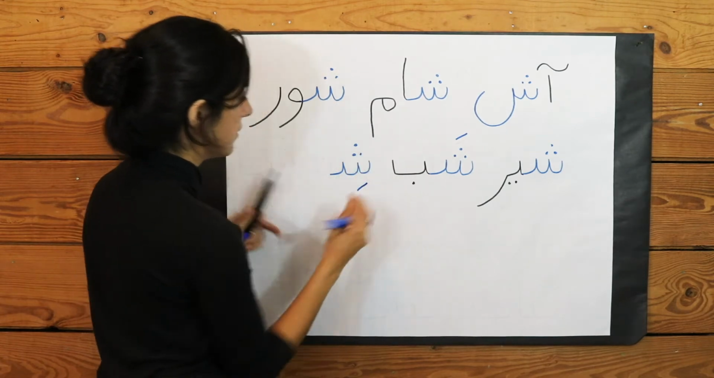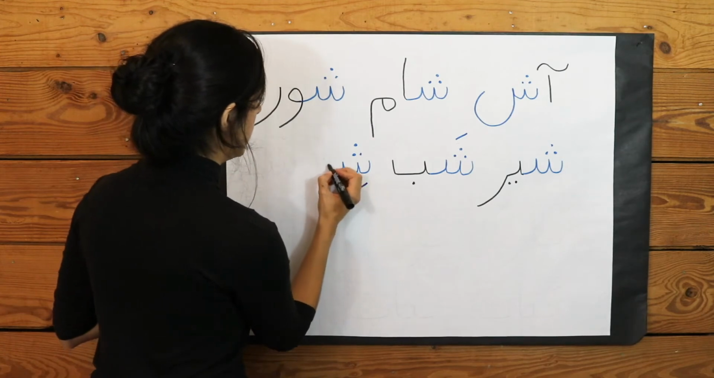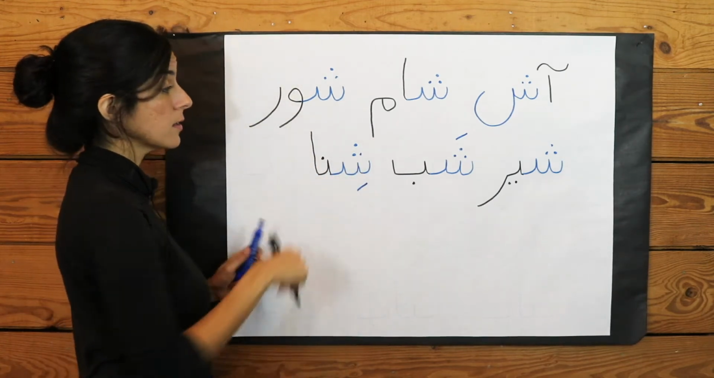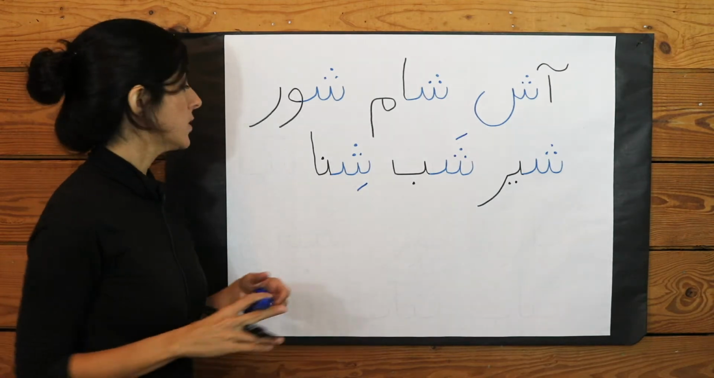What about when we put the accent below it? She. Shena. It means swim.